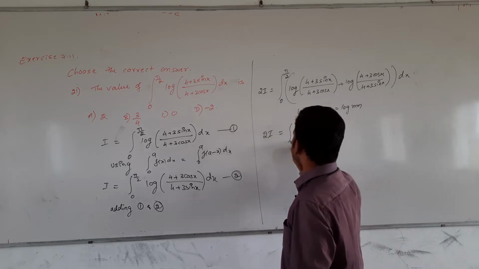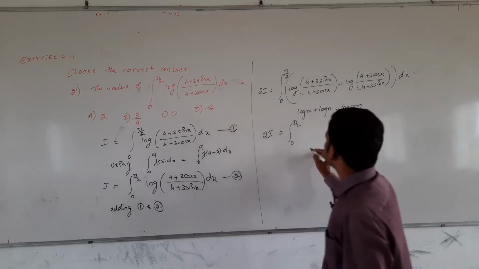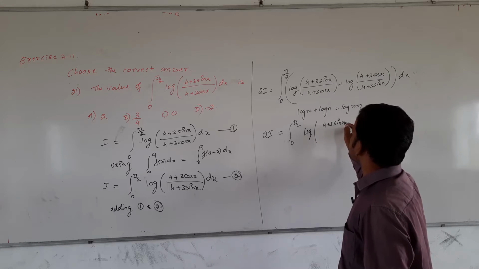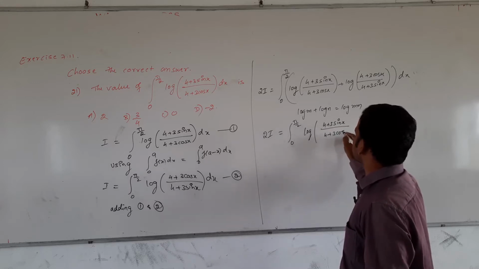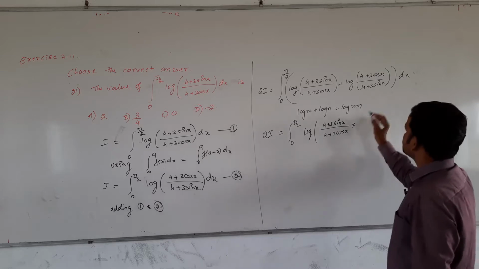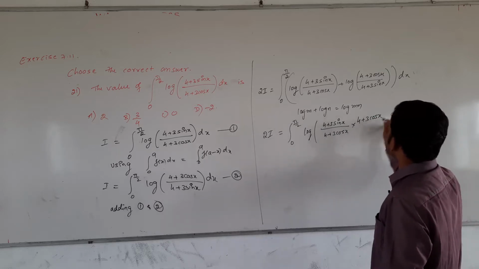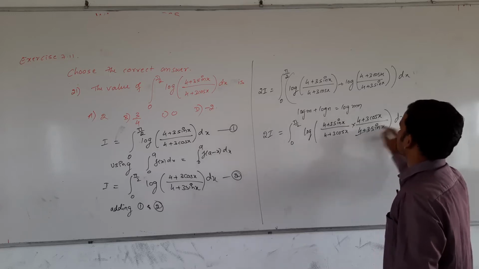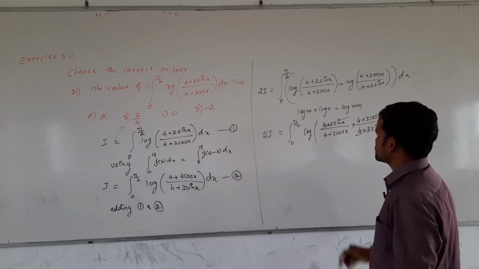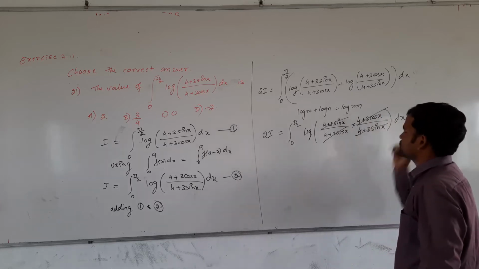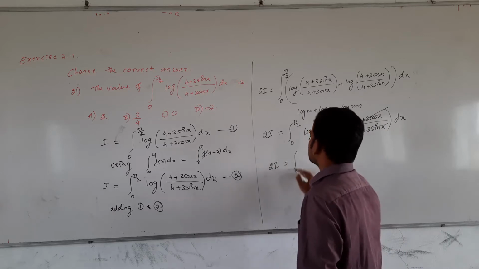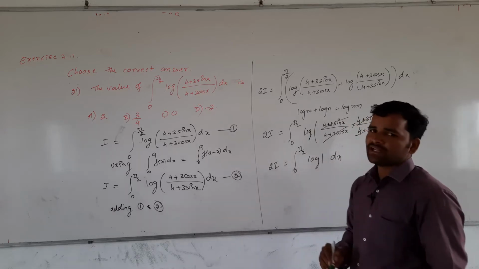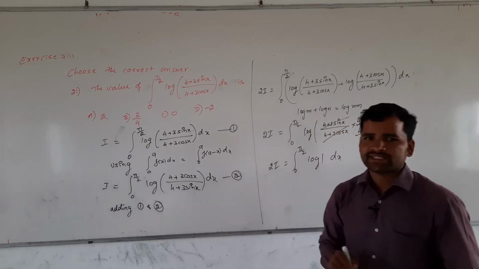We have 2i is equal to integrating from 0 to pi by 2 of log of m into n, log of 4 plus 3 into sin x by 4 plus 3 into cos x, m into n, is 4 plus 3 into cos x by 4 plus 3 into sin x. You see, 4 plus 3 into sin x and 4 plus 3 into sin x cancel. 4 plus 3 into cos x and 4 plus 3 into cos x cancel. We have 2i is equal to integrating from 0 to pi by 2 of log 1 into dx. What is the log 1 value? Log 1 to any base is always 0.